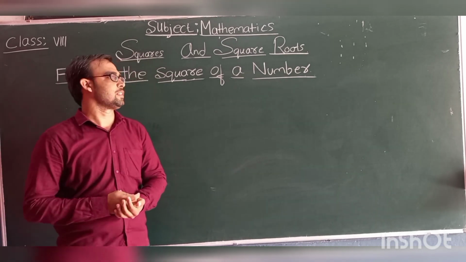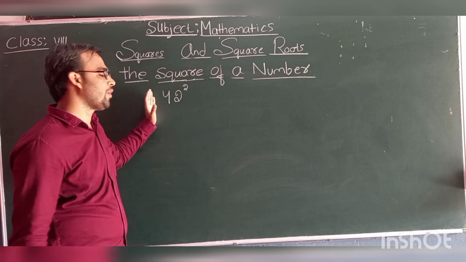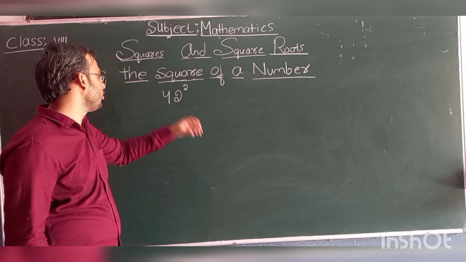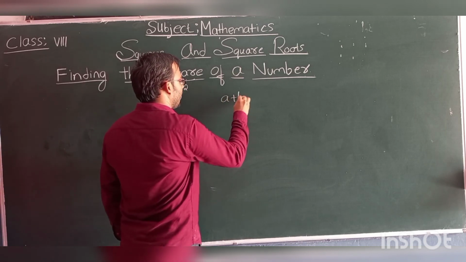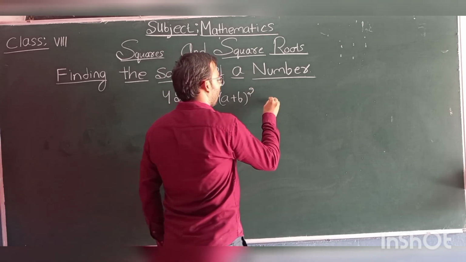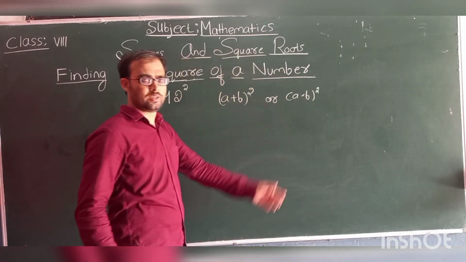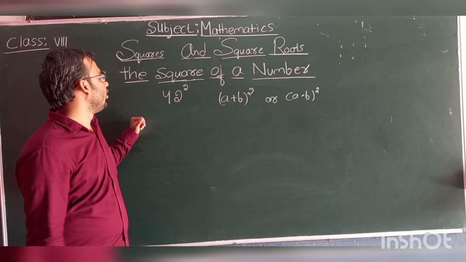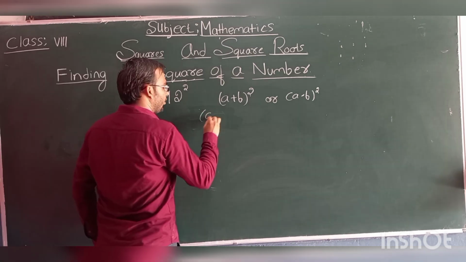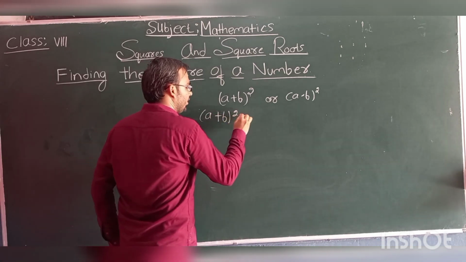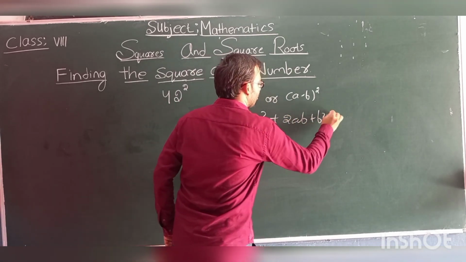Students, now we solve one more example. Suppose you are given the number 42 square, and we need to find the value of this. This value can be found using a plus b whole square, or a minus b whole square, or the other one that we have discussed earlier. Look here. First, we will find the value of 42 square using a plus b whole square. As I told you, a plus b whole square is equal to a square plus 2ab plus b square.